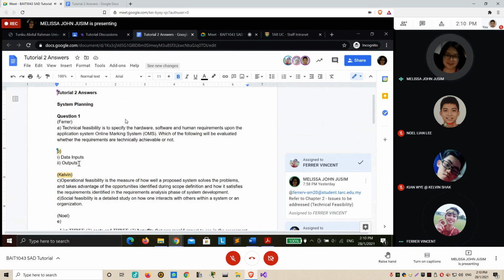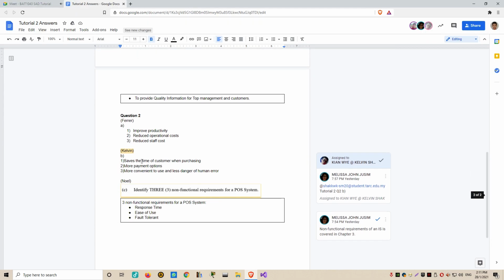Can you go and get your chapter 2? It's under technical feasibility, issues to be addressed. You need to give the description related to OMS. Coincidentally, the examples are related to our tutorial. Okay, so data inputs.